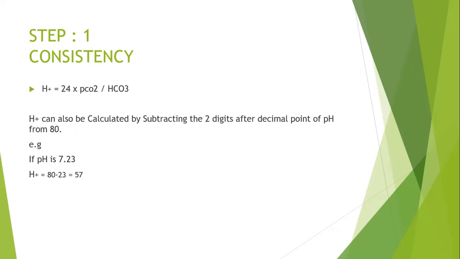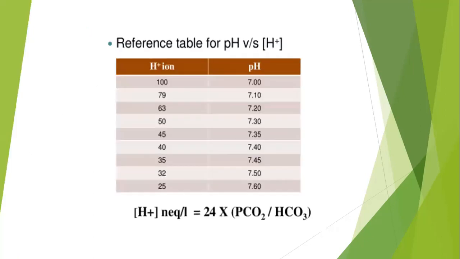Okay, so let's start with the steps of ABG interpretation. The first step is always to find out whether the ABG is consistent or not. And for that, we use the Henderson-Hasselbalch equation. With the help of that equation, we calculate H positive ions. And then using this reference table, we find out whether the H positive ions and the pH of our respective ABG are consistent with each other or not. If they are, then the ABG is said to be consistent and we can proceed with the further steps.